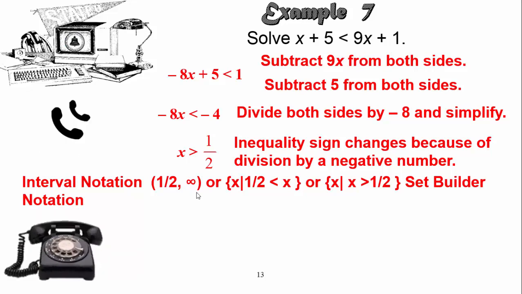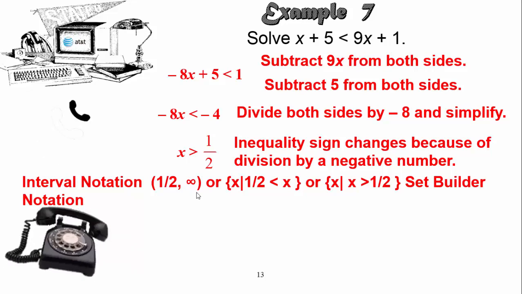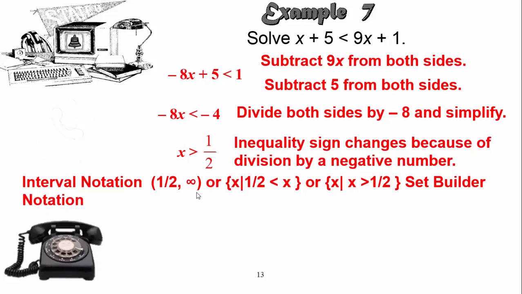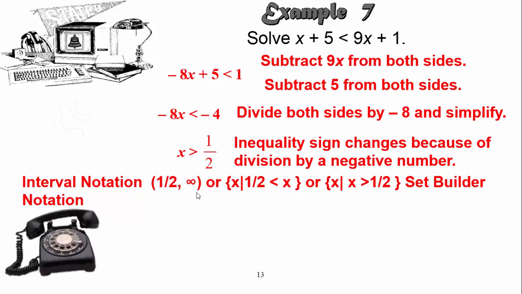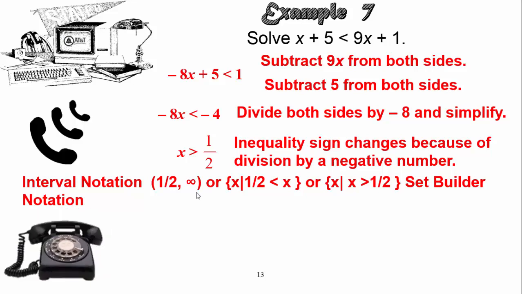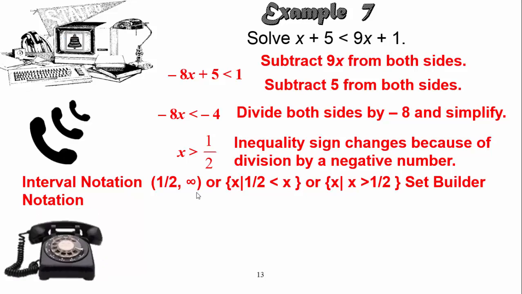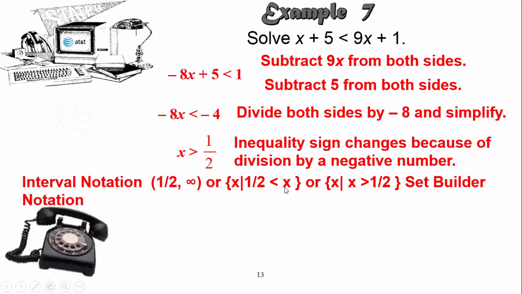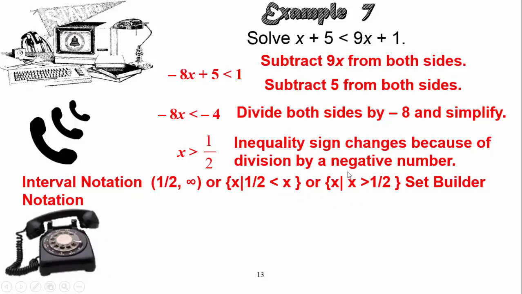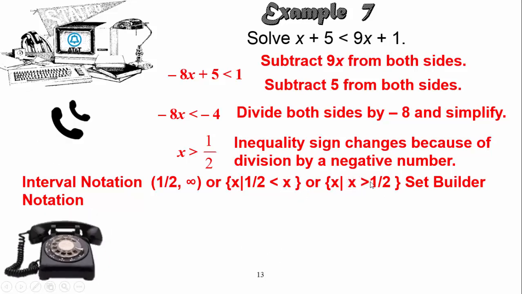Or we can write this in set builder notation: curly bracket, x, where 1/2 is less than x, close curly bracket, or x, where x is greater than 1/2, close the curly bracket. Notice that even though I say less than and greater than, the x is always on the broad side of the inequality sign, which means it's always going to be getting bigger and bigger.